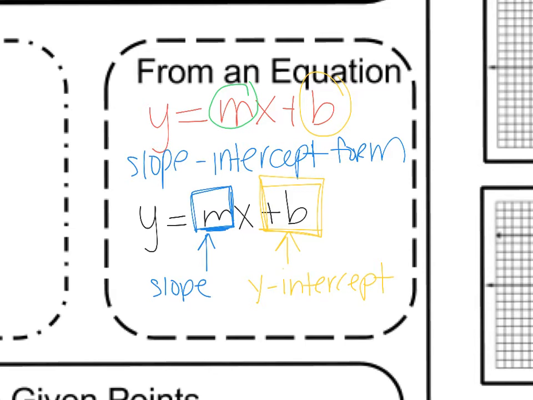So one of the biggest things you want to know is this is slope-intercept form. You have your slope right here before the x, and you have your intercept afterwards. So let's look at a quick example really fast on here.